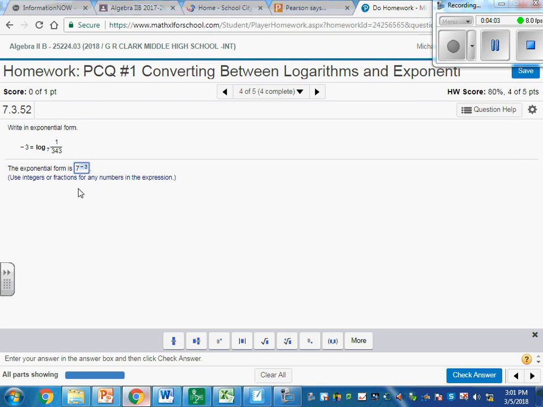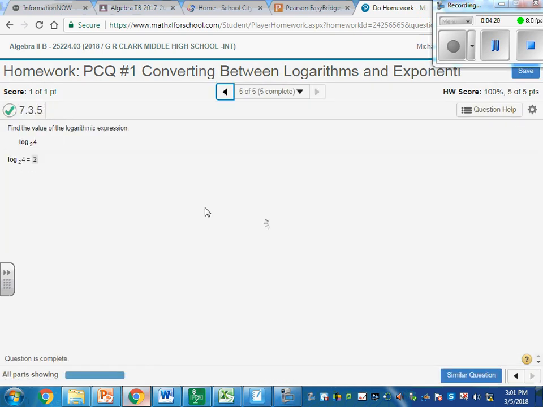Do you see what I did there, by the way? After I enter the exponent, I hit the right arrow key, equals 1 over 343. 1 over 343. All right, there you have it.